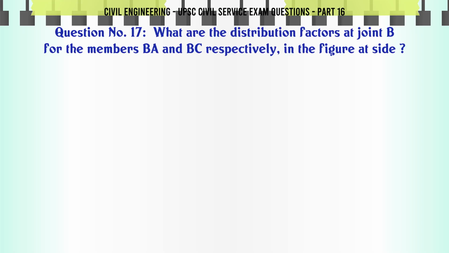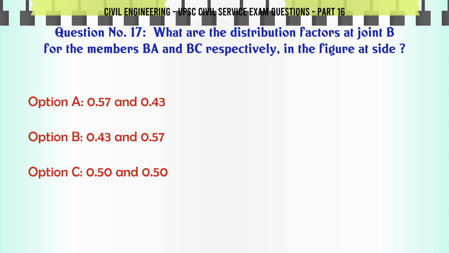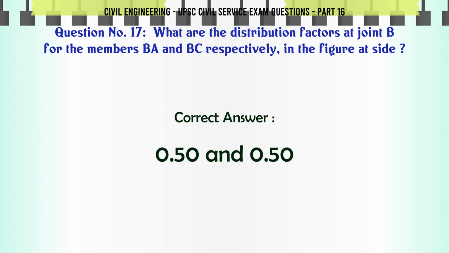What are the distribution factors at joint B for the members BA and BC respectively in the figure at side? A. 0.57 and 0.43, B. 0.43 and 0.57, C. 0.50 and 0.50, D. 0.36 and 0.64. The correct answer is 0.50 and 0.50.